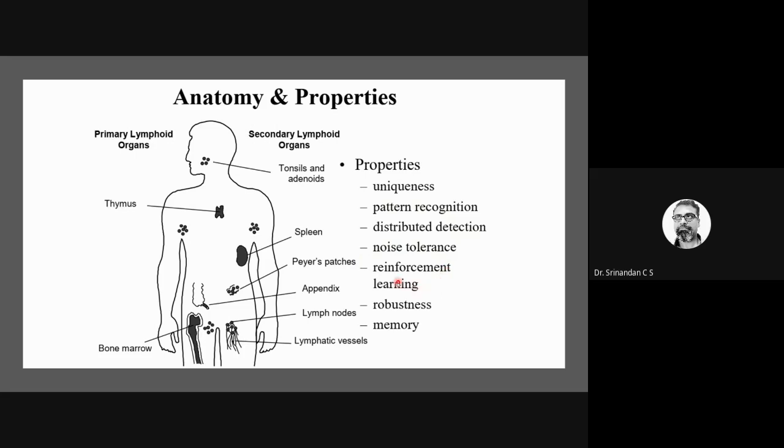Okay, and they are very robust, with something like reinforcement learning. They keep on learning what is a pathogen and what is not a pathogen. They will tolerate something which is not a pathogen, and they will have the memory. These are some of the properties of the adaptive immune cells, once they are matured.